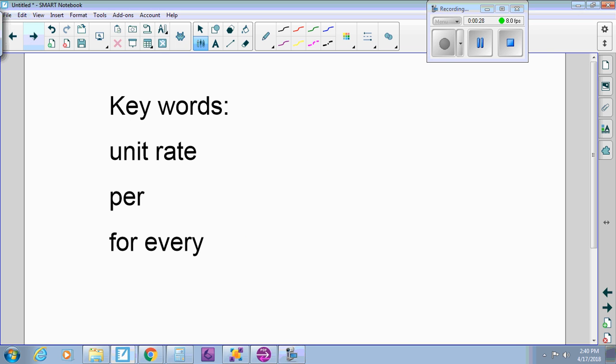Some of the key words when you're dealing with ratios, rates, and proportions, and you'll see them on the problems that you're going to be doing after this video: unit rate, per, and for every. These are all signals that you are going to use a ratio and or a proportion. That was our ratio alert button, if you remember that from September.